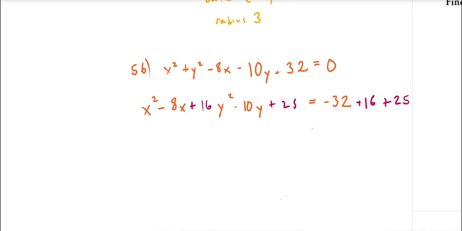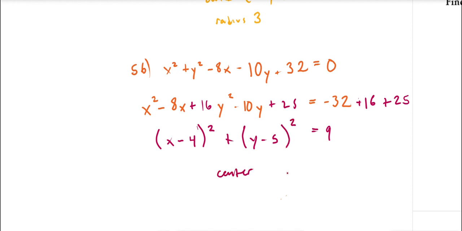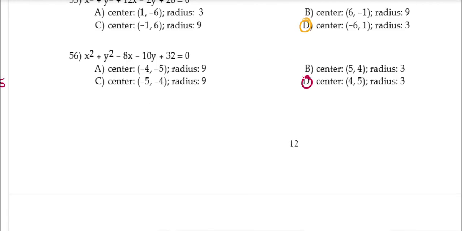41 minus 32 is also 9. And now these perfect square trinomials will factor as such: (x minus 4) squared plus (y minus 5) squared. And so we have a center at (4, 5) and a radius of 3. This corresponds again to answer D.